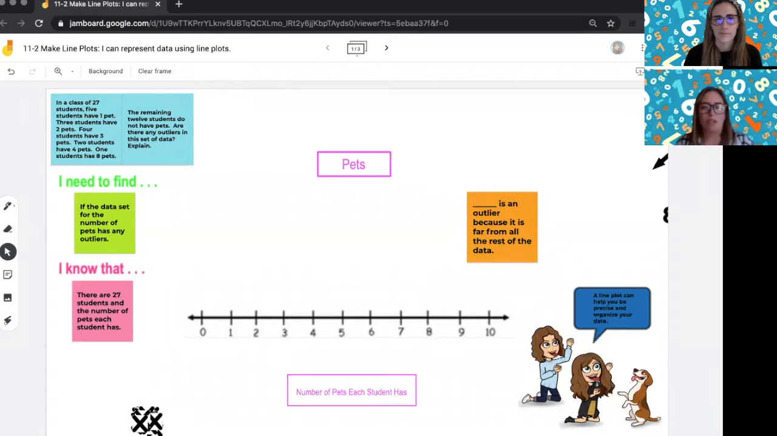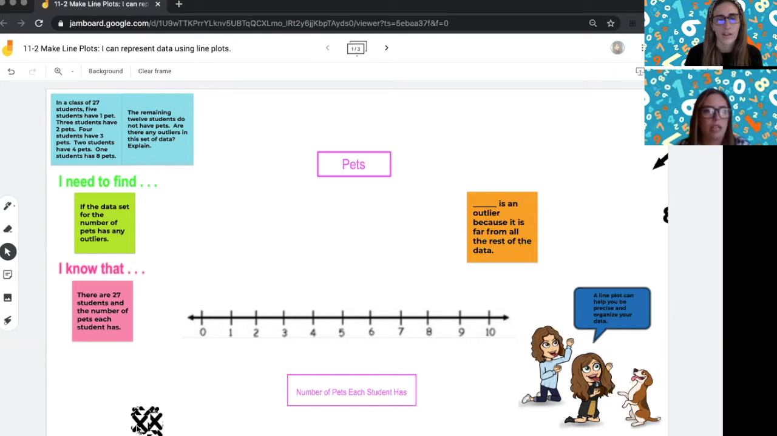I think our Bitmojis are trying to tell us something. A line plot can help you be precise and organize your data. So we know we have a bunch of data within the word problem, so I think it's best if we go back and reread the word problem and we can start labeling our line plot with the data in the word problem. Okay, I'm going to use X's to mark how many number of pets each student has. So when we read the problem over, I'll put the X over each number. Perfect.